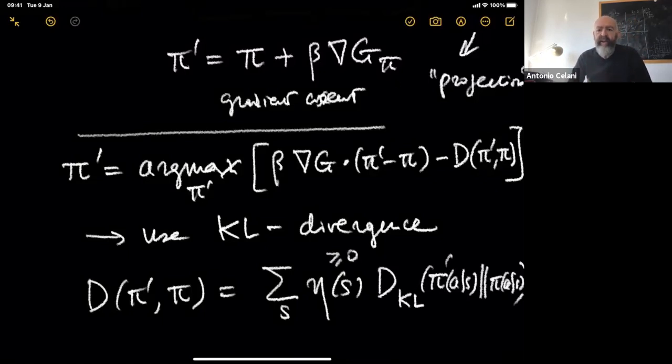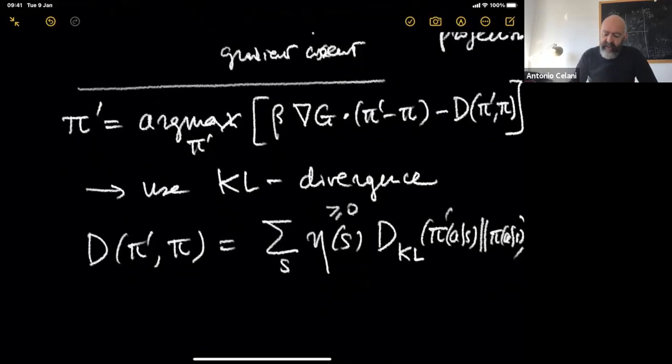So it's a proper notion of distance. It's not strictly speaking a distance because it's not symmetric. It doesn't obey all the properties for being defined properly as a distance, but it's a divergence. So it's a measure of separation between two policies.